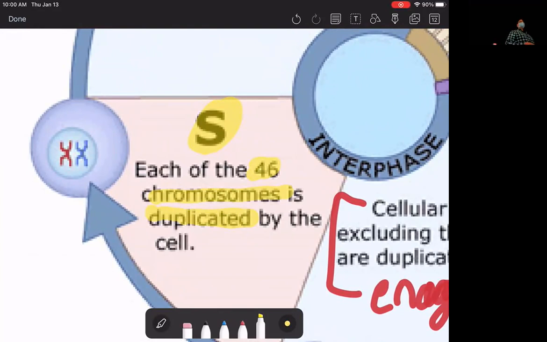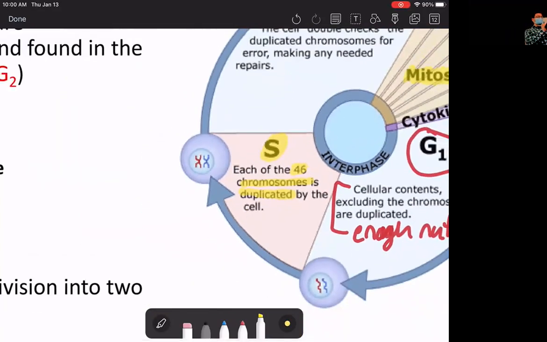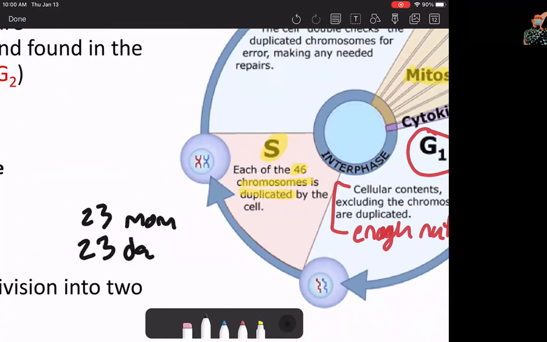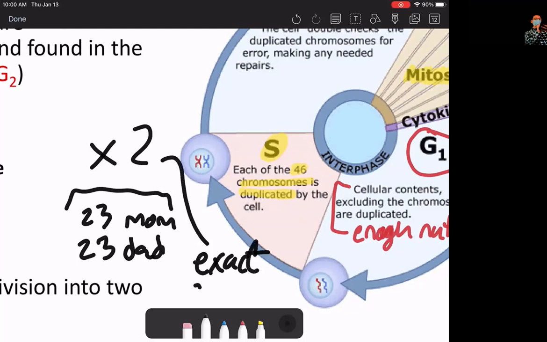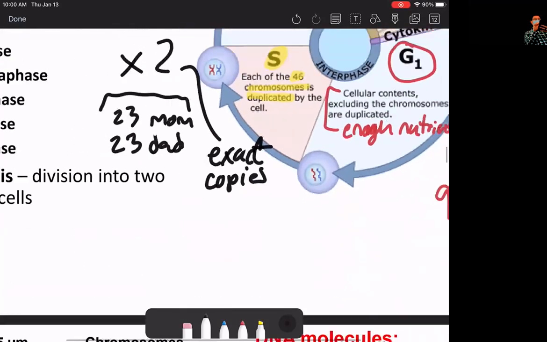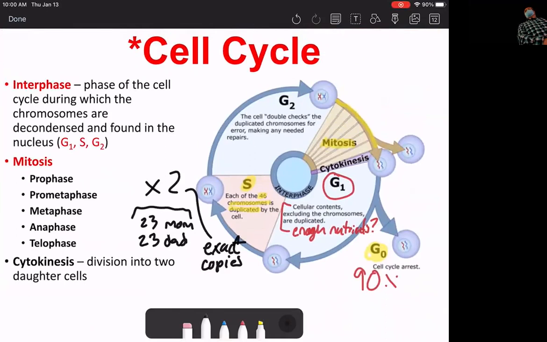Don't break the math down here if it's easier. Remember that you've got 23 from mom, you've got 23 from dad. That's 46. You're going to be doubling that into exact copies. This is where the word chromatid comes in instead of homologous chromosome. I'm not going to strictly test you on that, but given that you have the notes, I'll probably expect you to distinguish the two if I ask about it in a question.